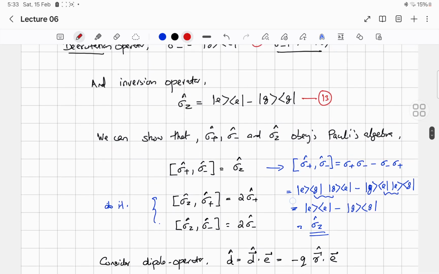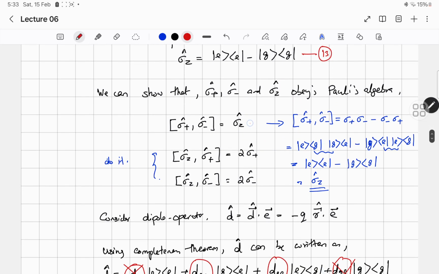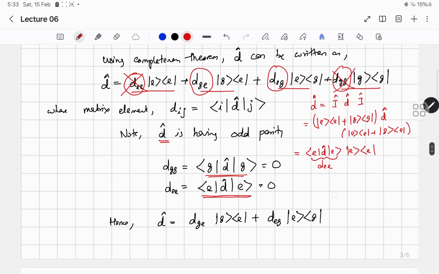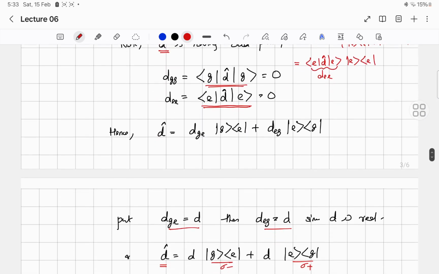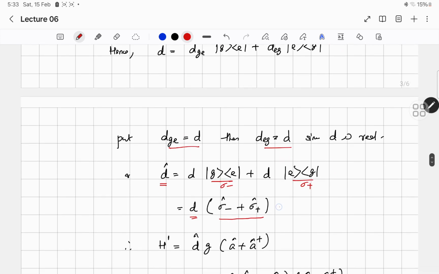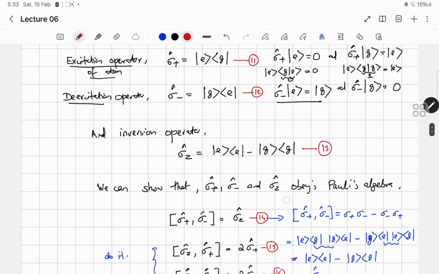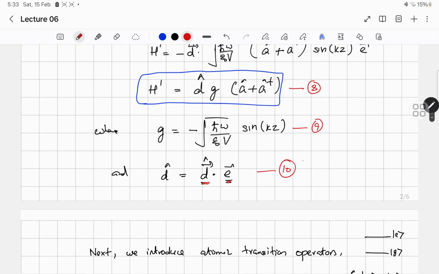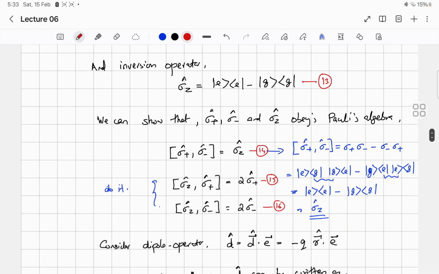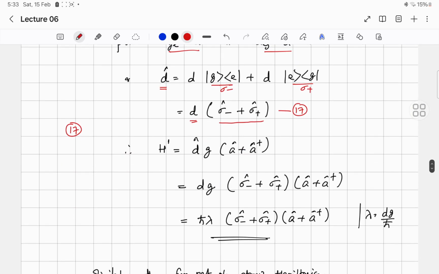So this can be, okay, for the time being, this can be 14, 15, 16. We are not going to use this for now, but let us keep it with some equation numbers. Okay, and let this be your equation number 17. Now you can use your equation number 17 in the previous expression of h prime, which we have written as equation number 8. So use equation number 17 in 8.